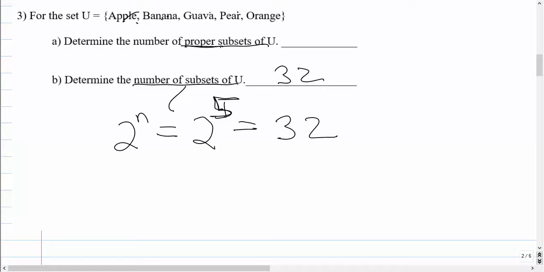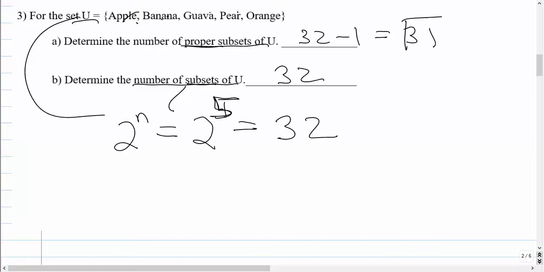But to make something proper, you have to be smaller. Well, the only set I can't make smaller is the set itself. Every set is a subset of itself, but is not a proper subset of itself. So, again, if you want a proper subset, all you have to do is take away 1. And the answer to that is 31. Moving on.